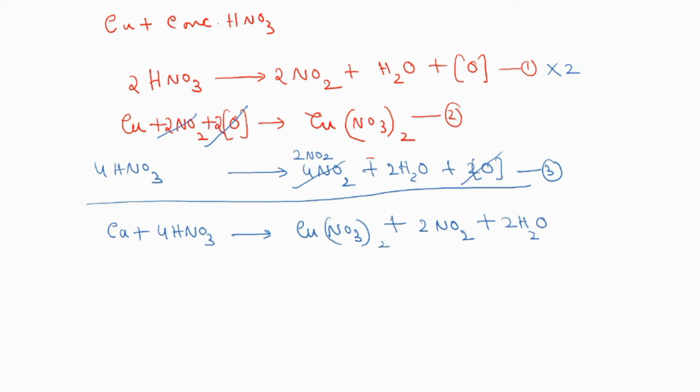Remember, whenever we are using concentrated nitric acid, you will be getting NO2 as one product and water as another product. These two products will definitely be there. Along with that, you will be getting one salt also. Got it? Now, in the same way, is it possible to predict the product of the reaction when zinc is reacting with concentrated nitric acid?